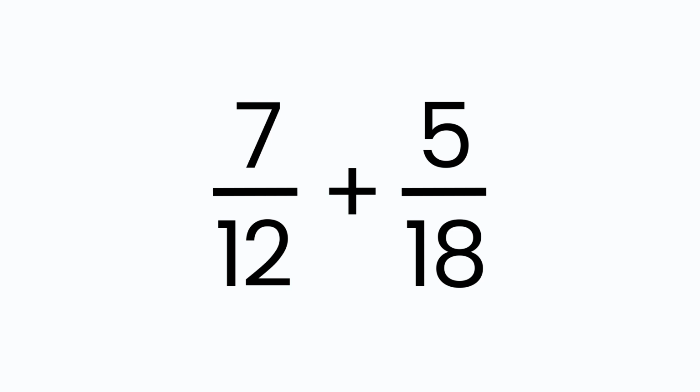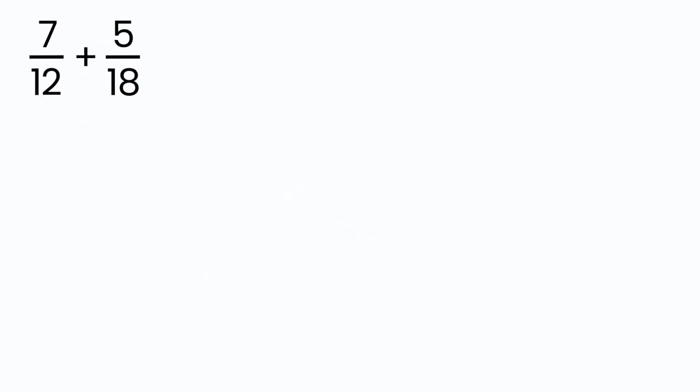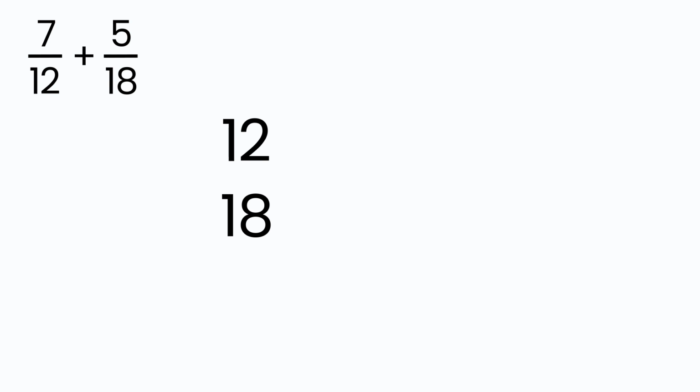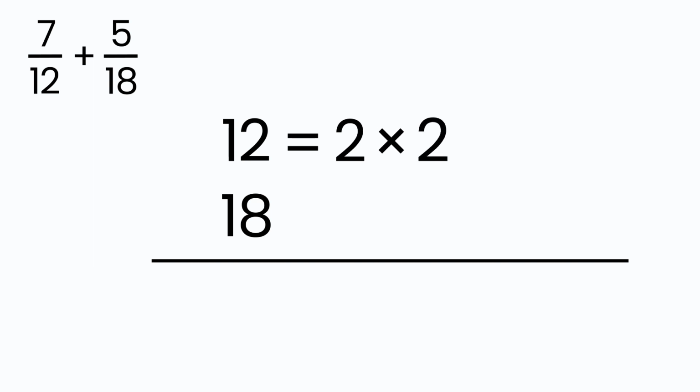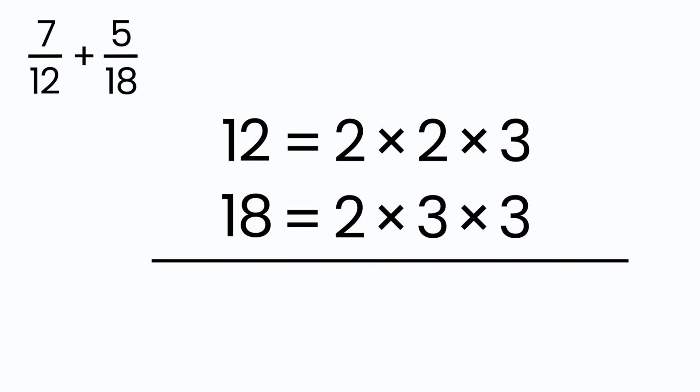7/12 plus 5/18. Here, the denominators are 12 and 18. 12 and 18 have multiple common factors. Here, it is probably wise to find the least common denominator. You find the prime factorizations of 12 and 18. 12 is equal to 2 times 2 times 3. 18 is equal to 2 times 3 times 3.